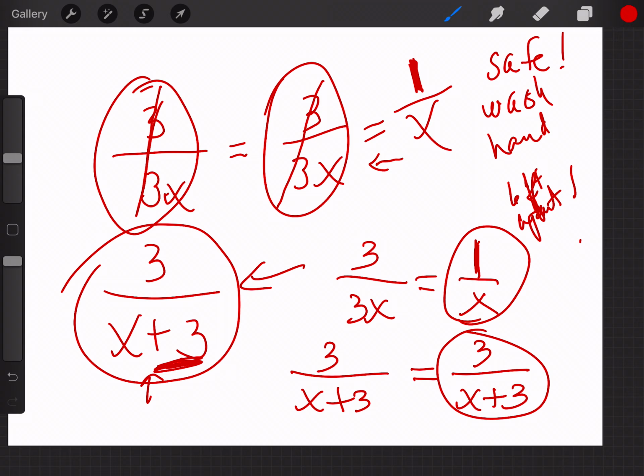But until next week, guess what? We are still factoring, yes. So then we're going to do equations.